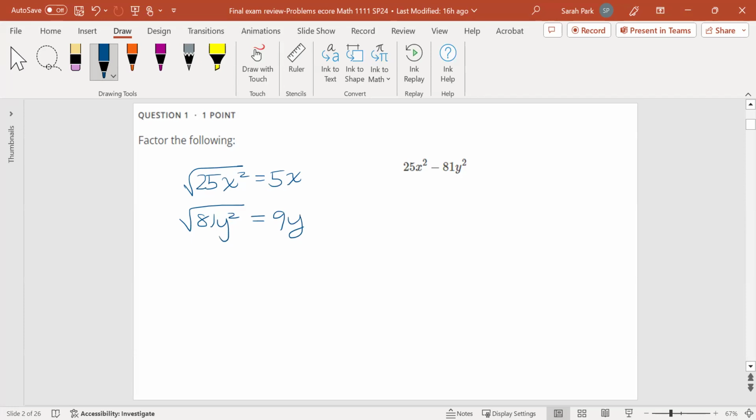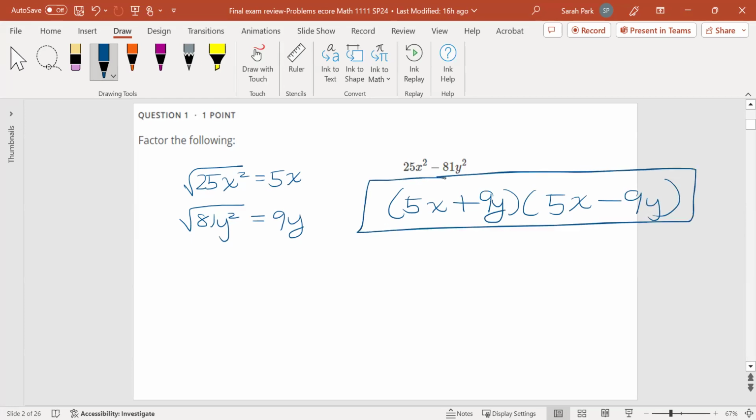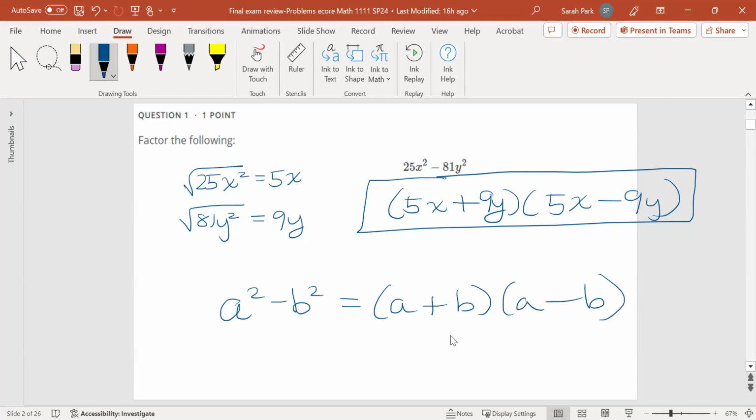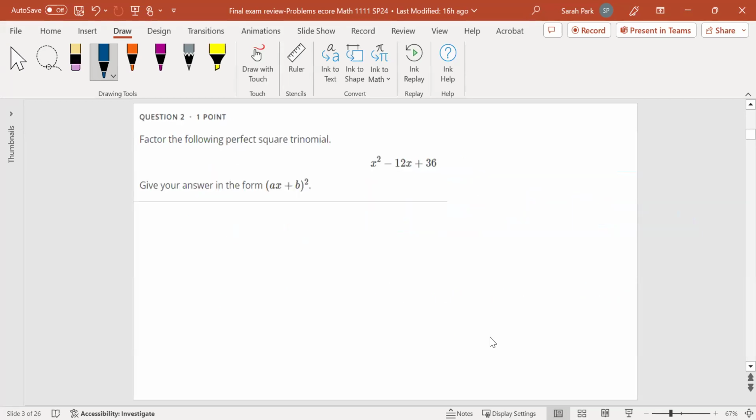We can write this as 5x plus and minus 9y. So the fully factored expression is 5x plus 9y times 5x minus 9y. The formula I'm referring to is whenever you have a squared minus b squared, it factors as a plus b and a minus b.